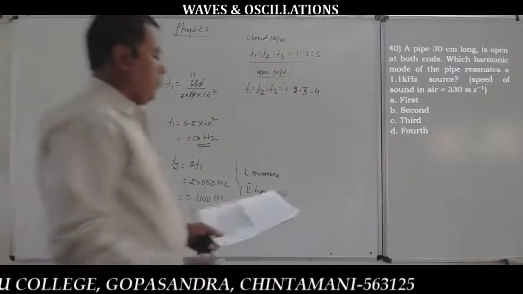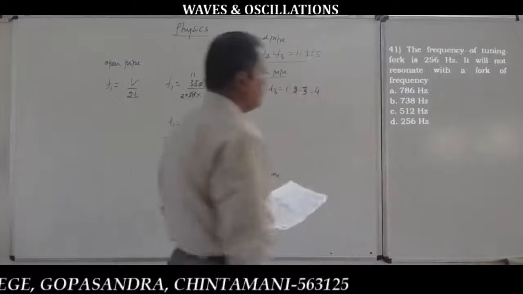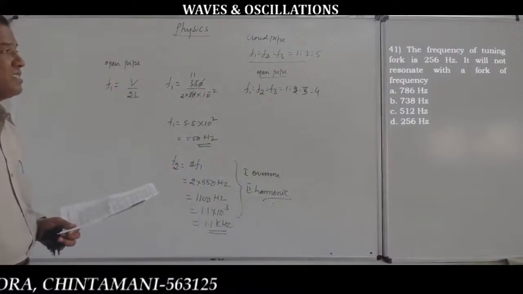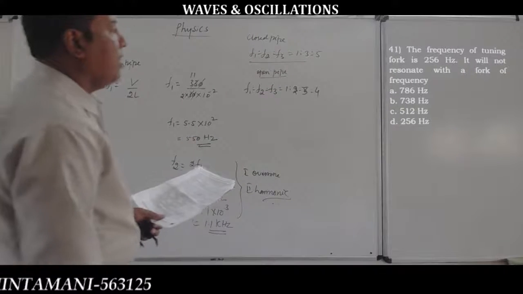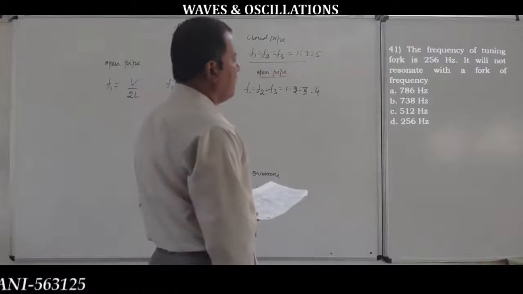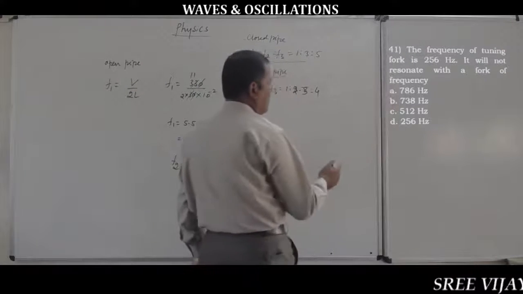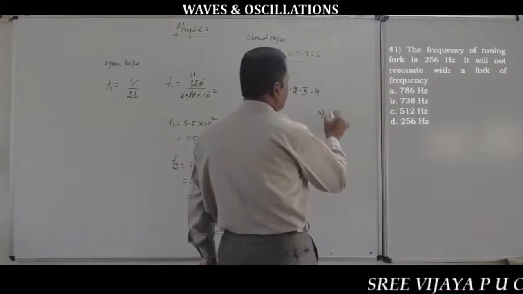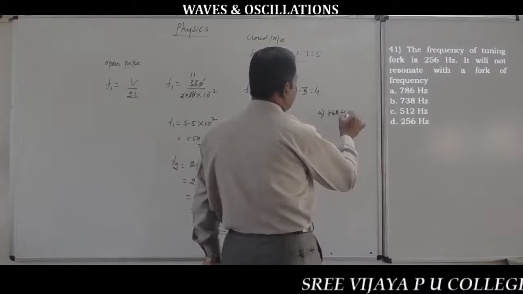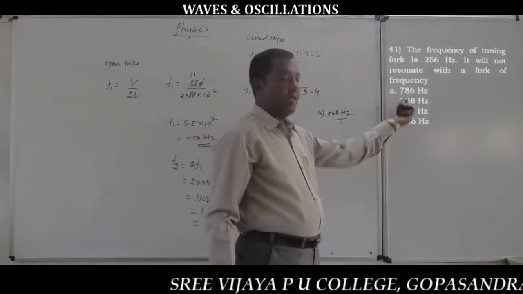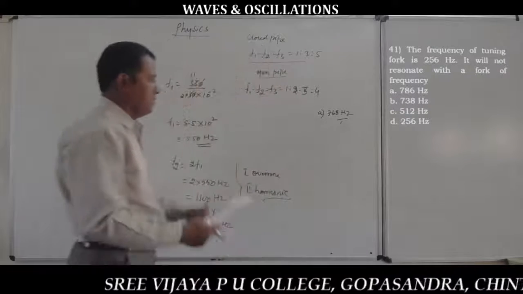So next, let us move to 41. The frequency of a tuning fork is 256 Hz. It will not resonate with a fork of frequency. In this problem, there is a mistake in option A. Option A should be taken as 768 Hz. So there is a mistake in this option A. It should be taken as 768 Hz.